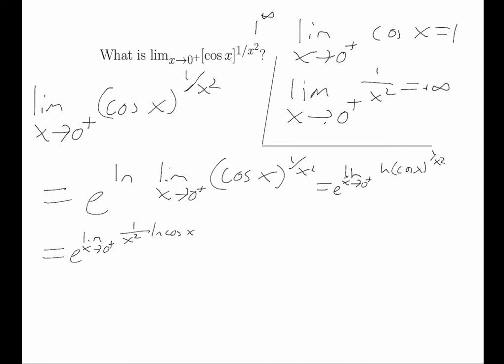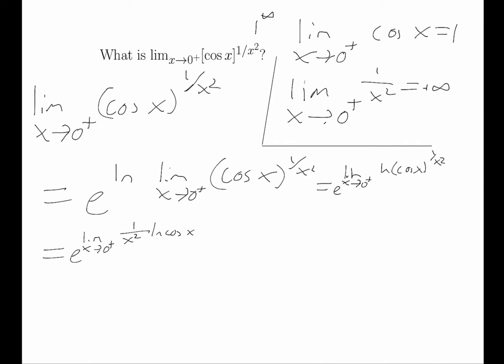I'll belabor this and say this is a product. Log of cosine x, well, as x is going to 0, cosine x is going to 1, so log of cosine x is going to 0. And 1 over x squared, well, as x is going to 0, that's going to infinity. So this is an indeterminate form of type infinity times 0. Whenever you use this technique on an indeterminate exponent, going to e to the ln of the thing, and then pulling the exponent down using log rules, you'll always end up with an indeterminate form of type infinity times 0.